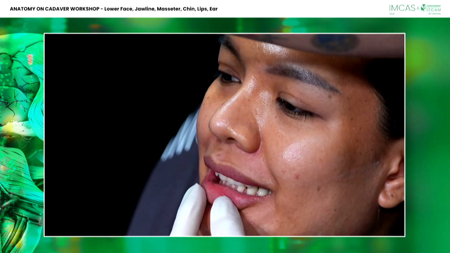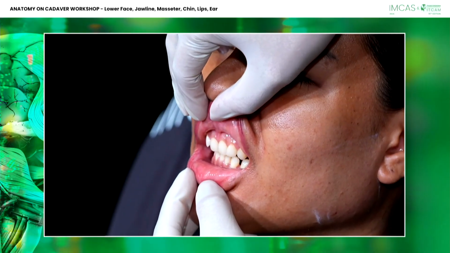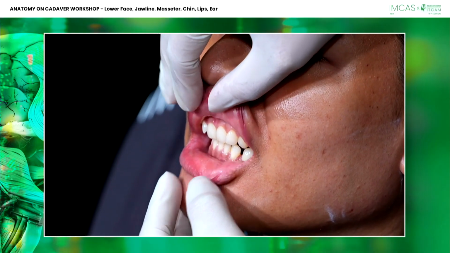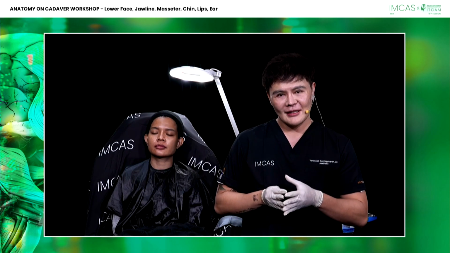Here, I will show you. You can see it clearly. So in this case, it is better to work with the dentist to do a dental procedure for improvement.